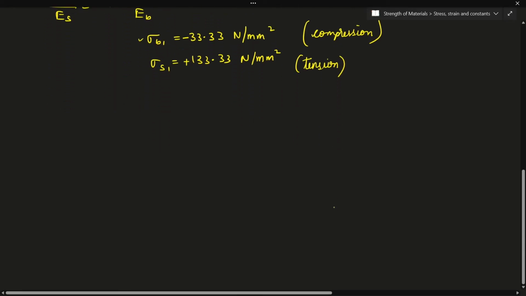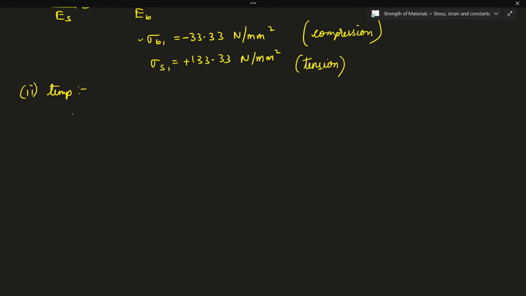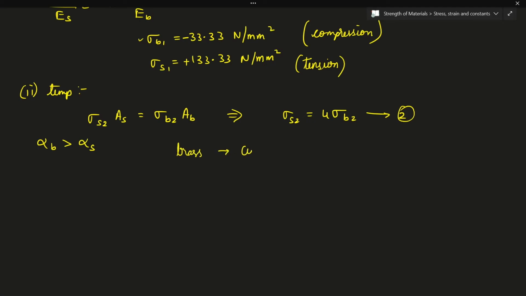Right, now I'm going to talk about the effect of temperature, the effect of temperature on this bolt and nut assembly. First of all, I'm going to use the equilibrium equation, that is equating the forces. I'm going to have sigma S2, that is the stress on the bolt, into AS is equal to sigma B2 into AB. If I substitute the values of AS and AB, again I'm going to end up with sigma S2 is equal to 4 sigma B2. I'll call this equation number 2. Since we know that alpha of brass is greater than alpha of steel, the brass will have compression. The brass will experience compressive stress. The steel, which is the bolt, is going to experience tension. So we'll have the rise in temperature.